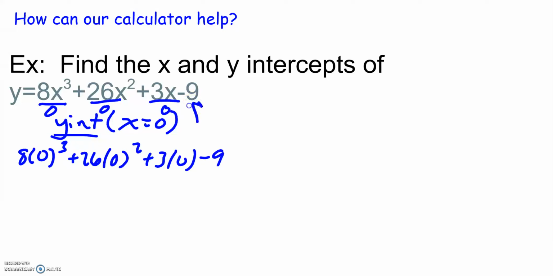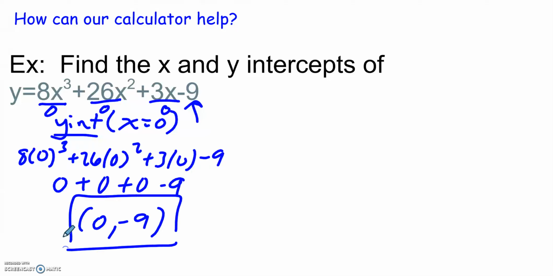So I'm generally left with the last number. So I'd get 0 plus 0 plus 0 minus 9. So that means that my y-intercept is (0, -9). And you could even do that without much work. You could do that completely in your head.